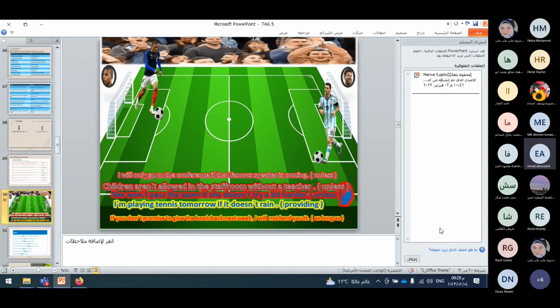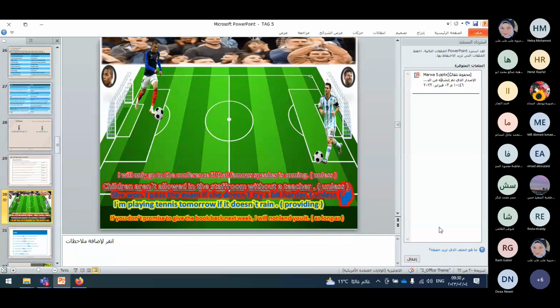Mr. Ahmed, you are in Messi's team or Mbappe's team? Messi's team, of course. Who else is in Messi's team? Yes, Miss Hind and Mr. Ahmed, Messi team. Right.